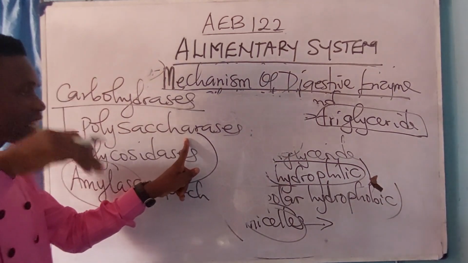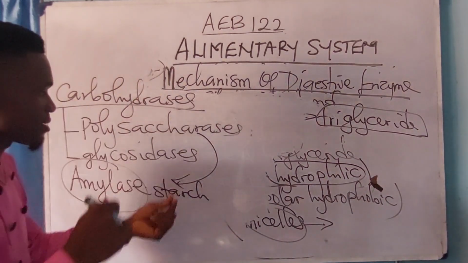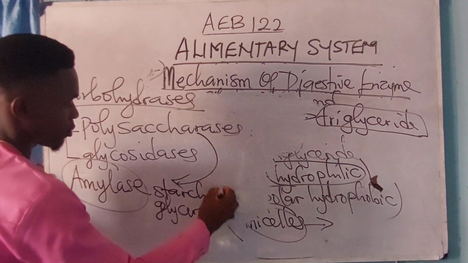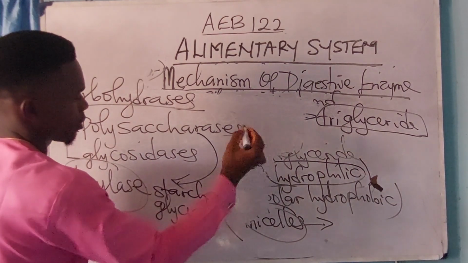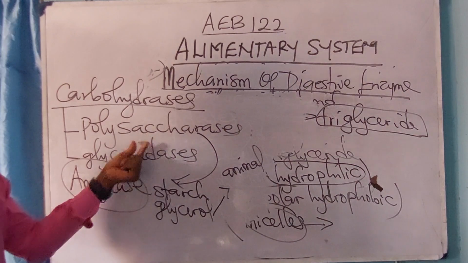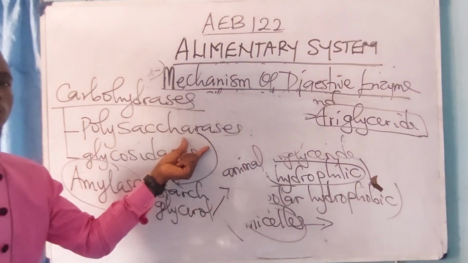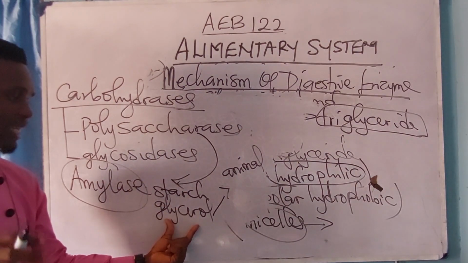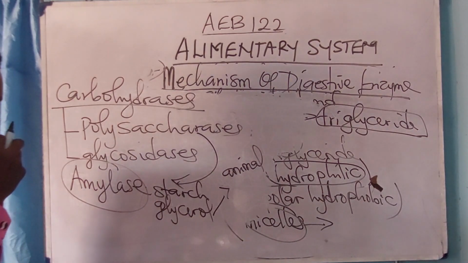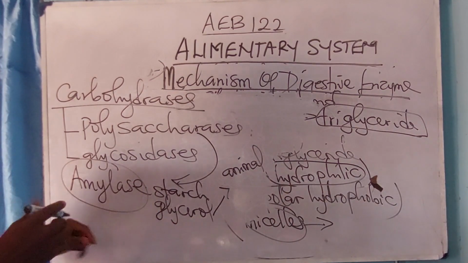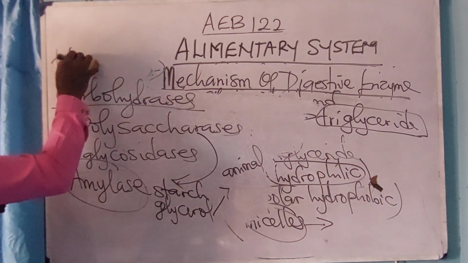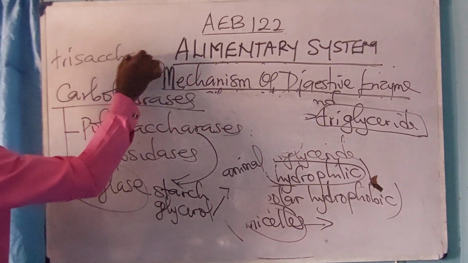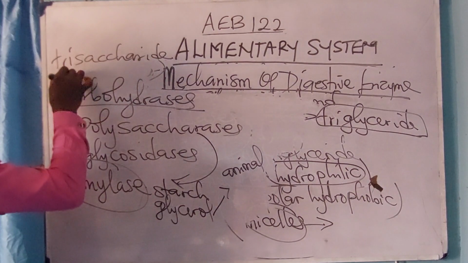Polysaccharides. They convert large molecules of polysaccharides, such as starch in green plants and glycogen in what? Animals. I said polysaccharases convert large molecules of polysaccharides, such as starch in plants, glycogen in animals, and on the other way they are converted into trisaccharide and mono.